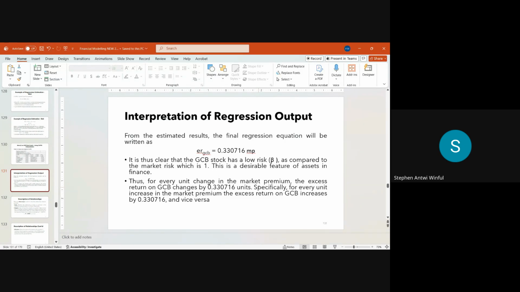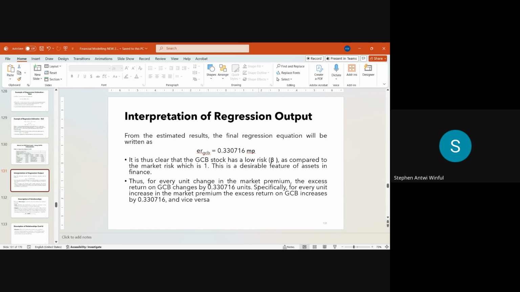And if it's equal to 1, it means that the risk on the asset is the same as the risk of the market. Is that okay? So 0.33 means that GCB stock's return is less risky than that of the market. Therefore, if you want to interpret further, we can say that whenever there is a unit change in the market premium, the change in the excess return of GCB will be 0.33. So one unit change in market premium will lead to 0.33 change in GCB's excess returns.